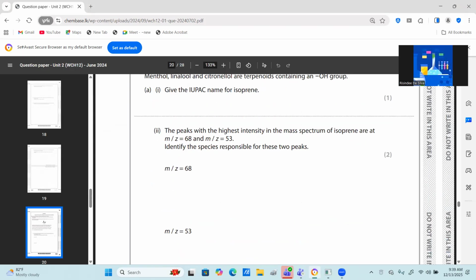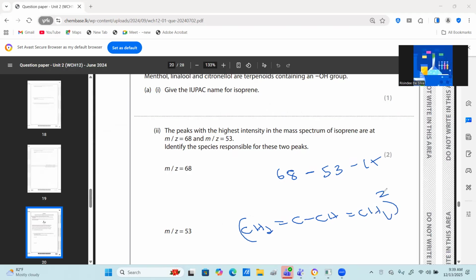Then if you are getting a peak at 53, find which one has been removed. So 68 minus 53 is 15, which indicates that a methyl group is removed. If you remove the methyl group from isoprene, you get CH2, C, CH, CH2 plus. Or you can write the molecular formula as C4H5 plus. Both are correct.